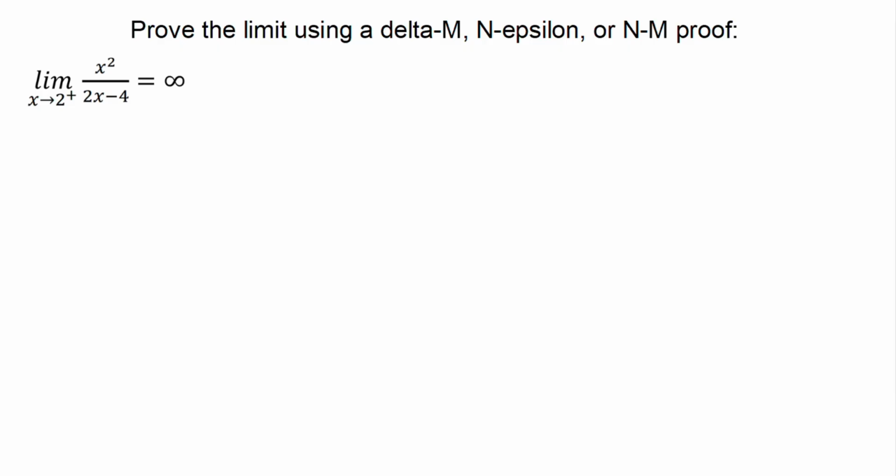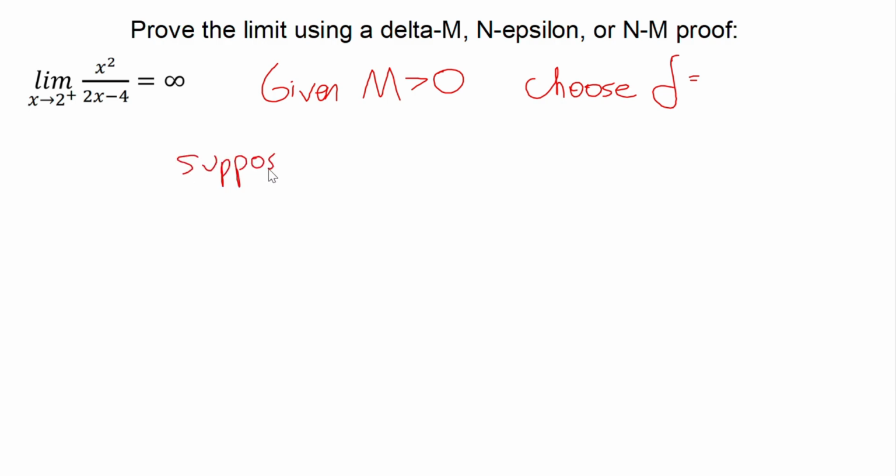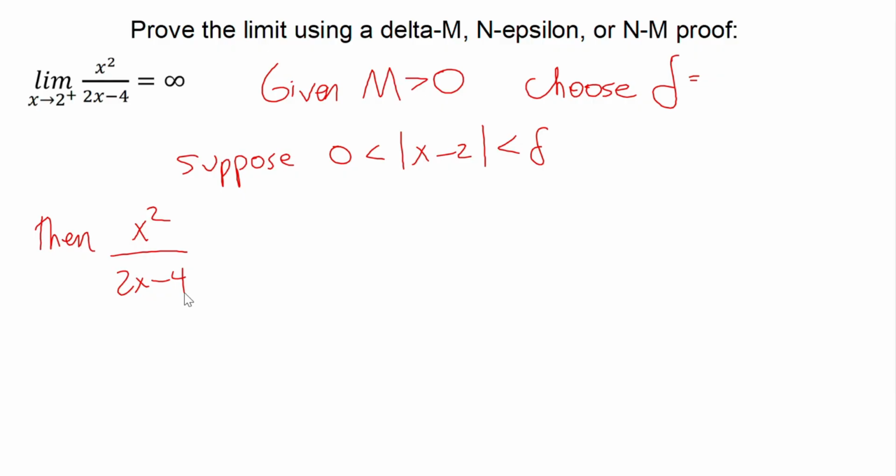All right, for number 4 here, we're going to just kind of use the same basic idea. We're going to say given an epsilon, or not given an epsilon, given an m, you get used to doing these epsilons. Given m greater than 0, we want to choose delta to be equal to something. We'll figure out what that is. Supposing that this time we have 0 is less than the absolute value of x minus 2 is less than delta, then we want to show that our function x squared over 2x minus 4 is eventually greater than m.